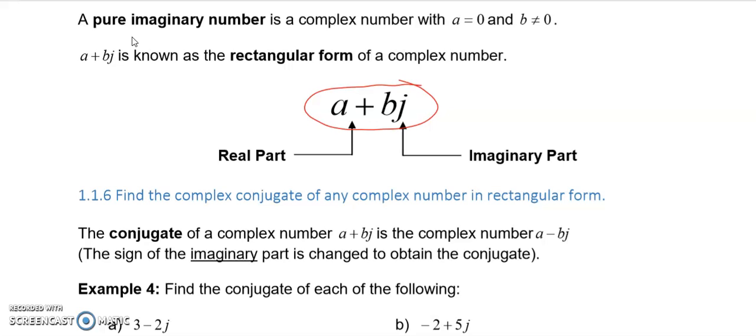Now remember, A could be 0. 0 is a real number. And in fact, even B could be 0. B is a real number as well. So it's quite possible that if A is 0, you end up with just a number multiplied by J, for example, 5J. And because this piece doesn't have a real part, we call this a purely imaginary number.